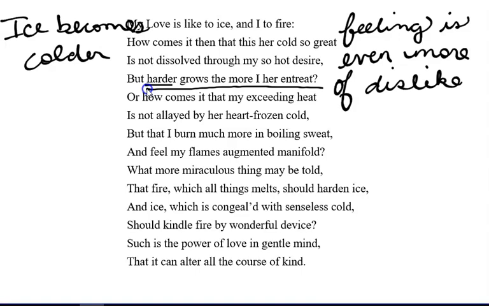So if we were to paraphrase this first question, he's saying, all right, so my love is like ice and I'm like fire, which means the woman I love doesn't really like me at all, but I have a great desire for her. But why is it that her ice is not melted by my desire, but grows even colder? And what he means by that is, why does my desire and love for her not make her like me, but instead it makes her dislike me even more?